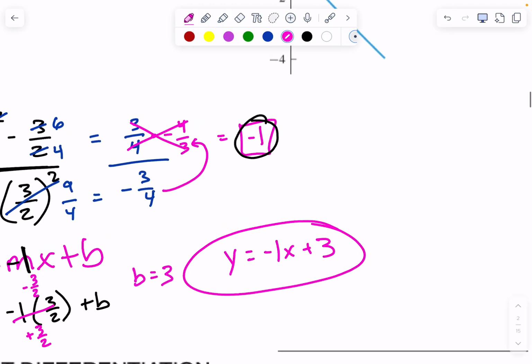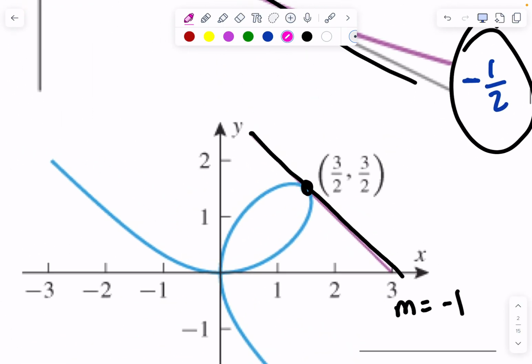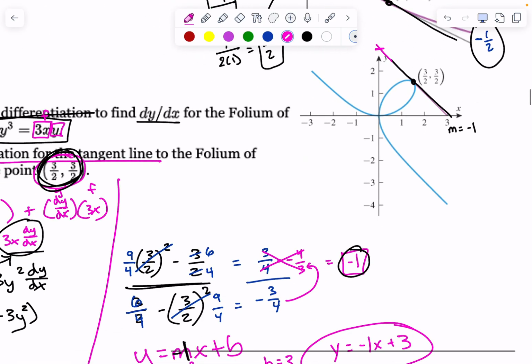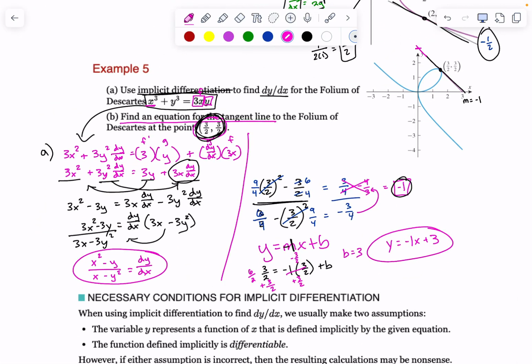There you go. Is that -1x plus 3? Does it look like it's going to have a y-intercept at 3 on the graph? Yep, I believe it. We could have taken a guess, but on the homework assignment you will probably not have the graph, or maybe you have it on one problem.